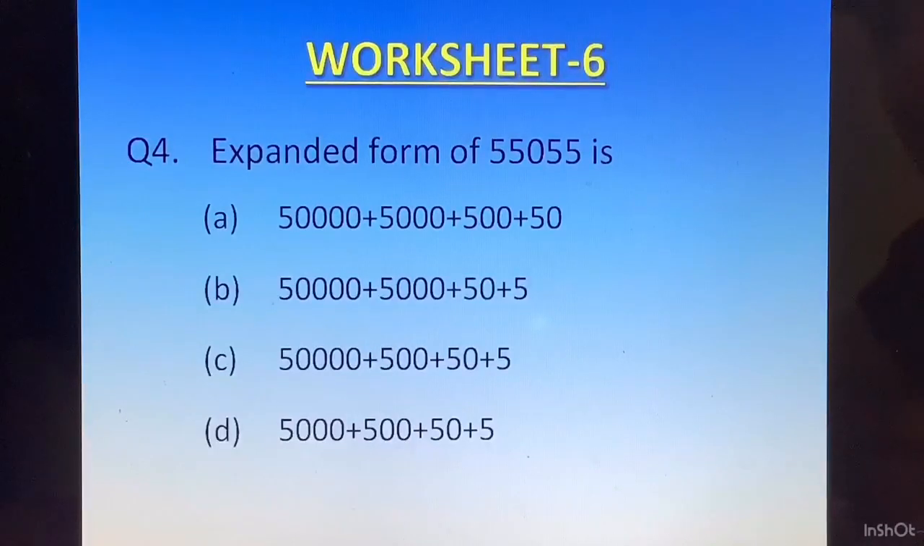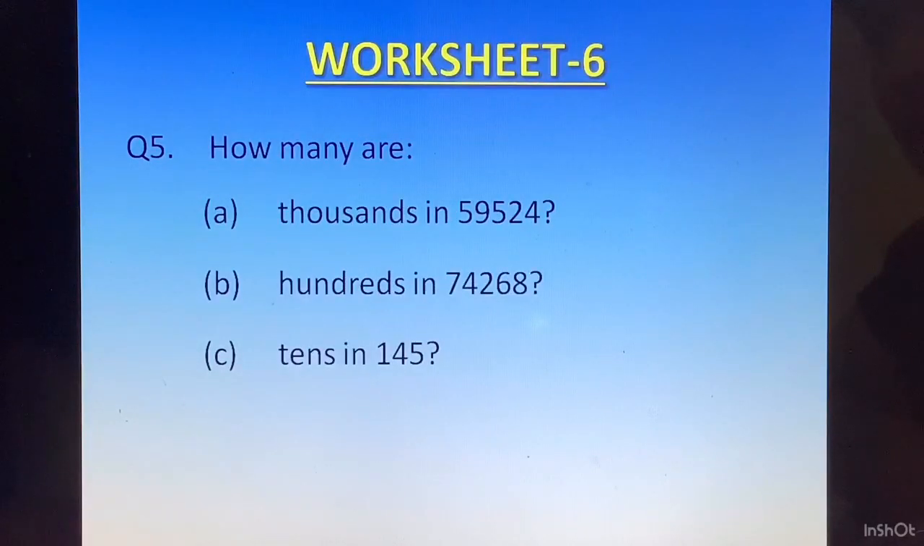Question number 4. Expanded form for 55055 is A 50,000 plus 5,000 plus 500 plus 50. B 50,000 plus 5,000 plus 50 plus 5. C 50,000 plus 500 plus 50 plus 5. D 5,000 plus 500 plus 50 plus 5. Question number 5. How many are A part thousands in 59524, B hundreds in 74268, C tens in 145.